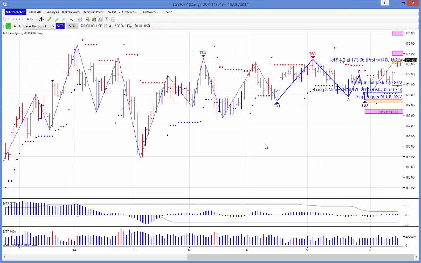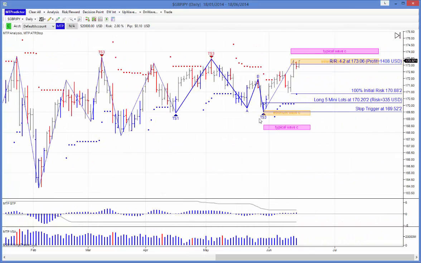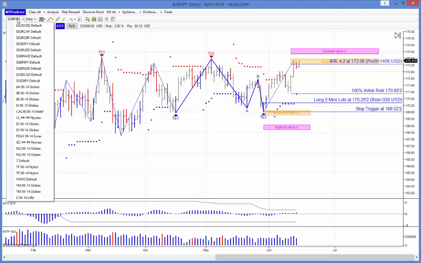GBP JPY. Here's my analysis I did earlier on this one. A TS3 buy setup a few days ago, got up to the first target, and just look at that, a 4.2R profit. This is where the position sizing comes in, because when your losing trades come through, which they will do, any professional trader knows that you'll always get losing trades, the losses are kept small at what we call one risk unit. So this profit here will be 4.2R, or 4.2 risk units, or 4.2 times greater than the initial risk. So a nice trade there on the GBP JPY.